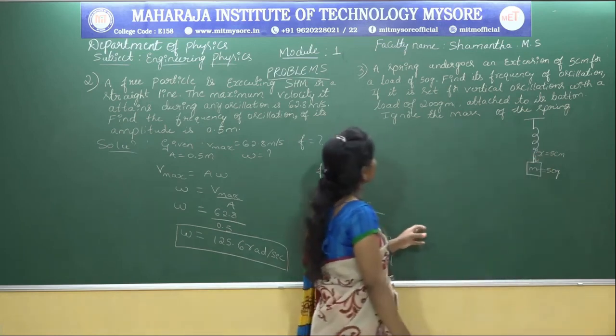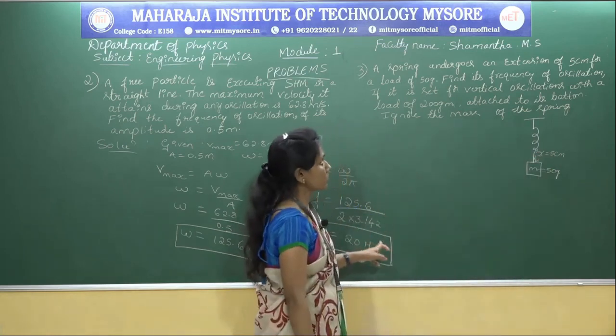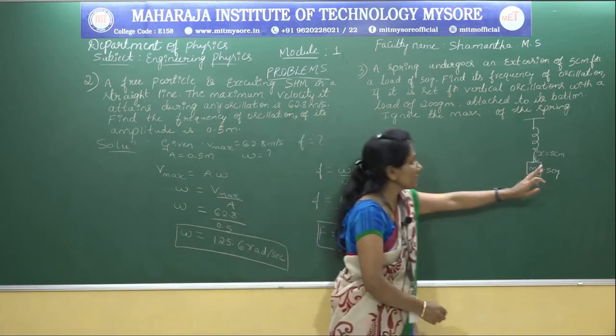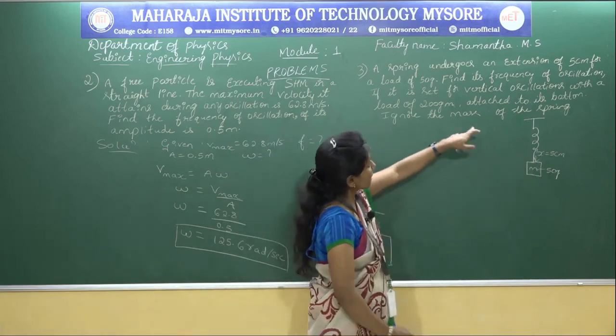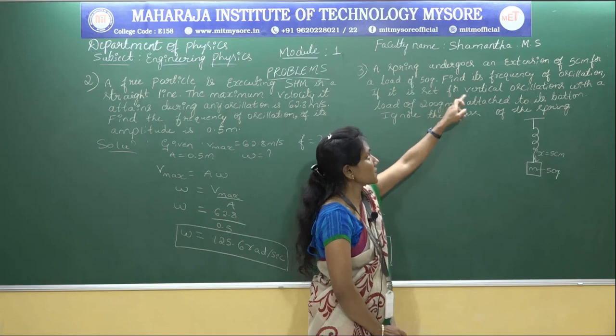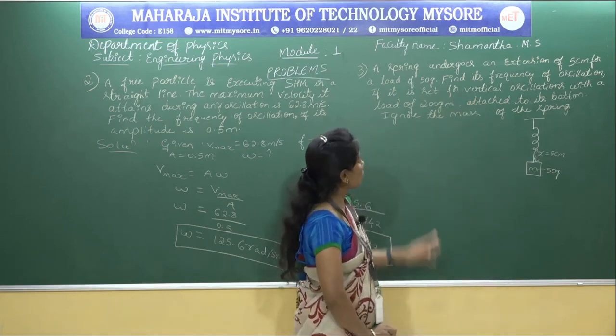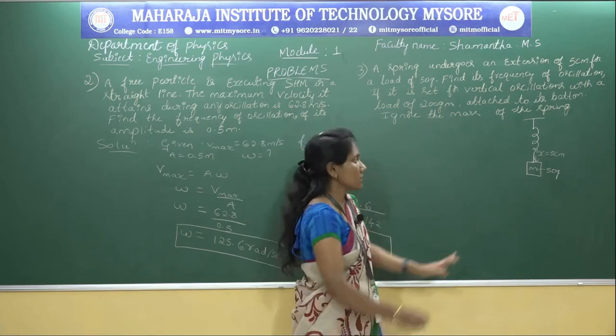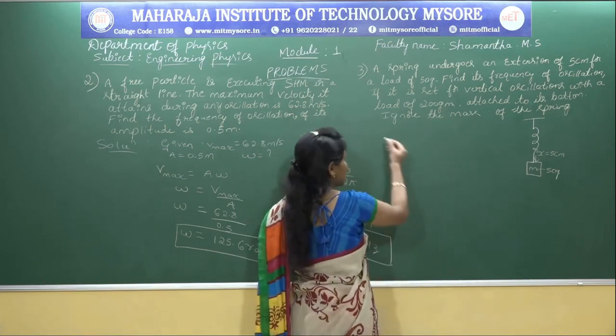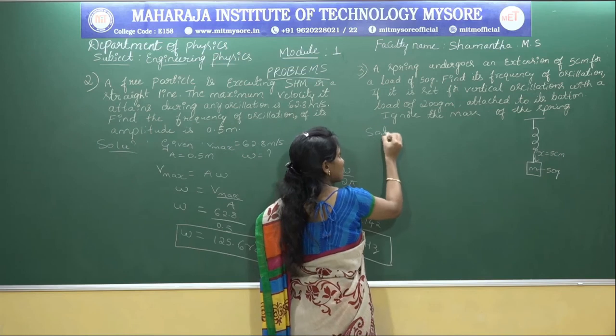Okay. So, at this point, what is the spring constant? First, we find that, and next find its frequency of oscillation if it is set for vertical oscillations with a load of 200 gram. So, that is next. First, we have to calculate the spring constant, that is the solution.